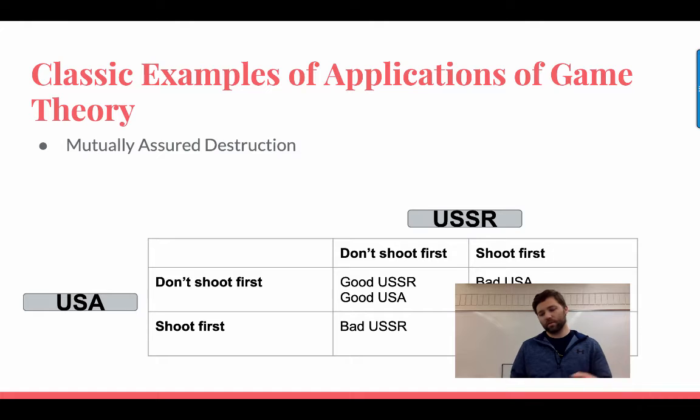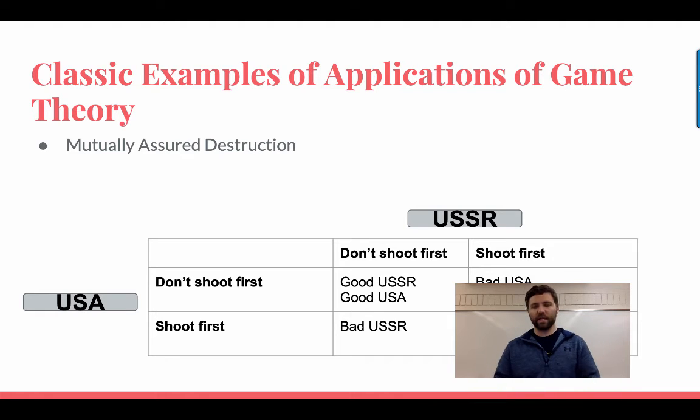And so game theory applies from the macro, which is here we're looking at two superpowers and nuclear weapons, right? Or it can go right down to the individuals. So let's just talk about this classic example here, mutually assured destruction. What we have here is a chart. It's called a game matrix. And on the side, we have the United States, and on the top, we have the Soviet Union.